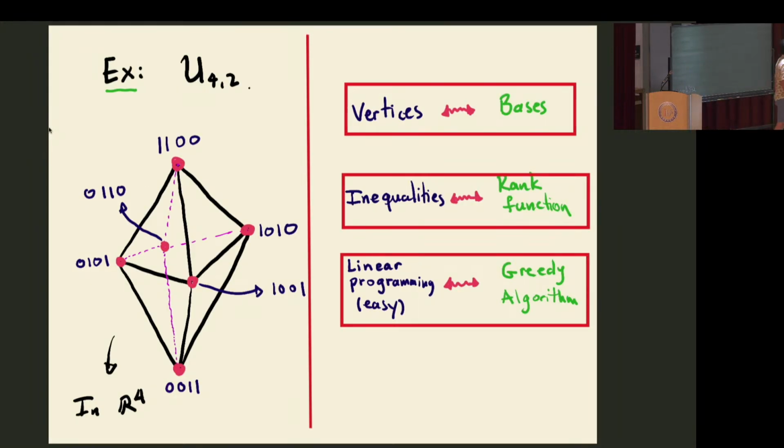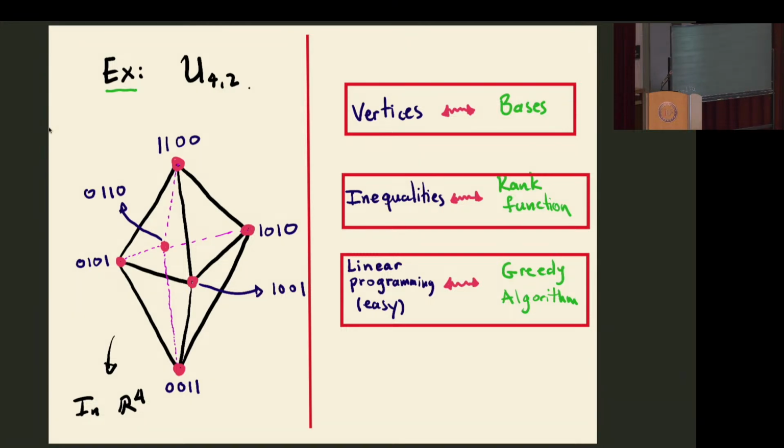So I don't expect everybody to have seen this definition, but let's think of an example for a second. I have the uniform matroid on 4 elements of rank 2. And what I want to do is look at the convex hull of the characteristic vectors of the bases. So the bases are 2-element subsets, and these are going to live in R4. But the sum of the coordinates is always equal to 2, meaning that they live in a 3-dimensional subspace of R4.